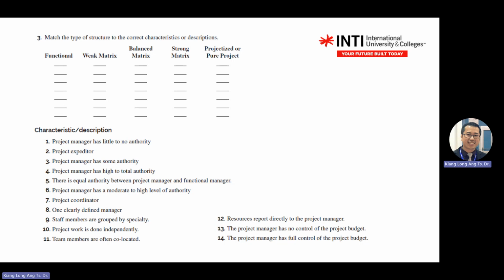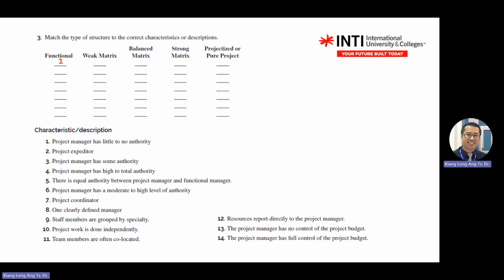So here, if you look at 1 to 14, you can see most of it will link to the PM, project manager role and responsibilities, how the team members report to somebody else, and what happens to the resources. So organization chart always links with the authority, responsibilities, and accountabilities. You always need to answer these 3 things in an organization chart.